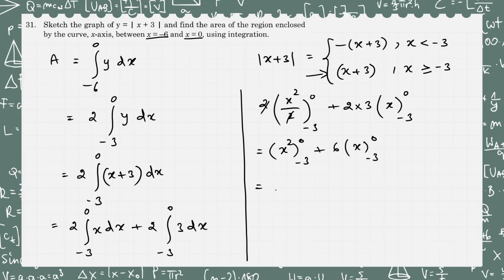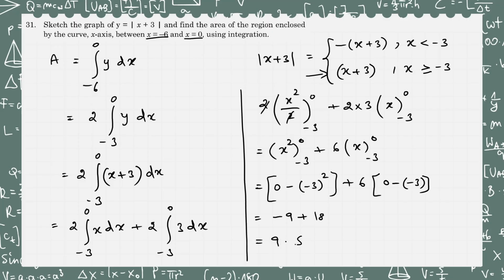This will be 0 square is 0 minus of minus 3's square. This is for the first one, plus 6 into 0 minus minus 3. This will be minus 9 plus 18. So, the area is 9 square units.